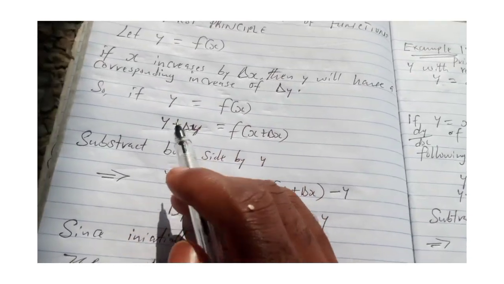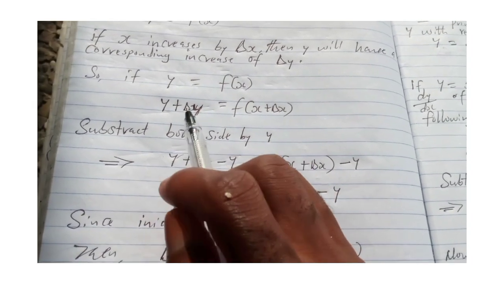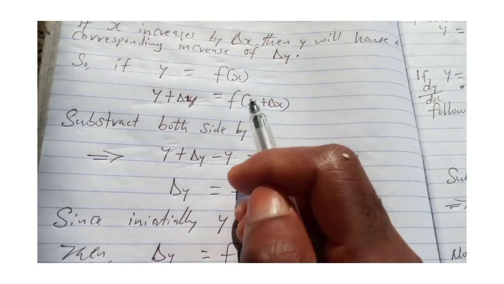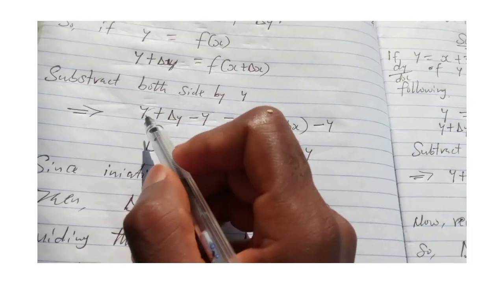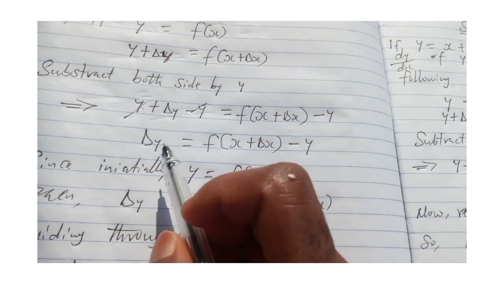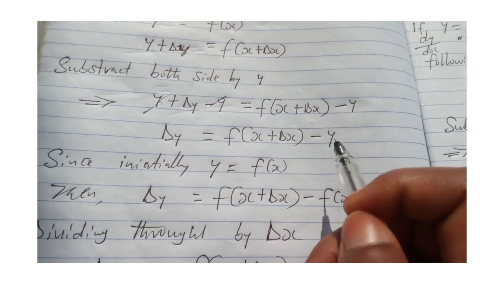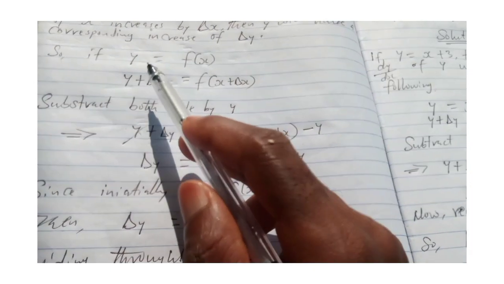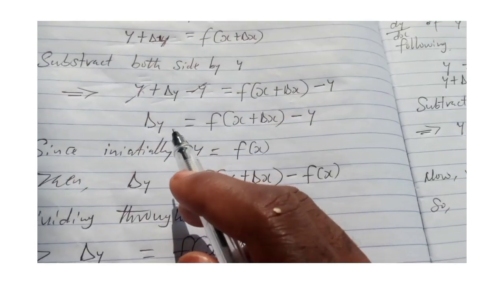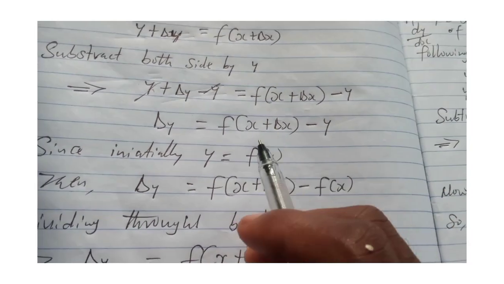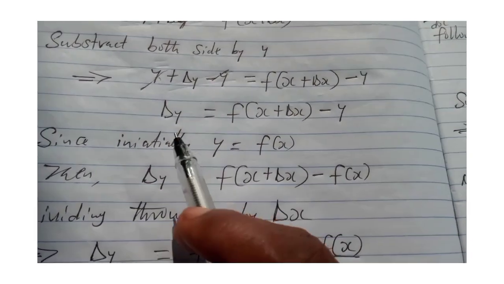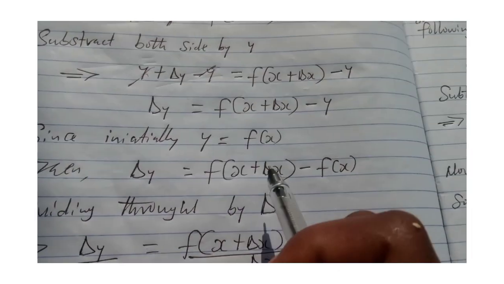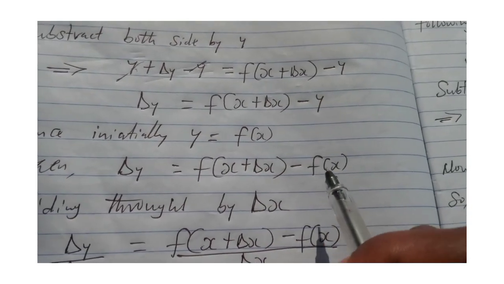Now at this point we want to make δy the subject of the formula. So we subtract y from both sides. If you subtract both sides by y, you have y plus δy minus y equals f of x plus δx minus y on our right hand side. We cancel the y, left with δy equals f of x plus δx minus y. But initially we know that our y was equal to f of x, so we quickly substitute y with f of x. That is why we have δy equals f of x plus δx minus f of x.